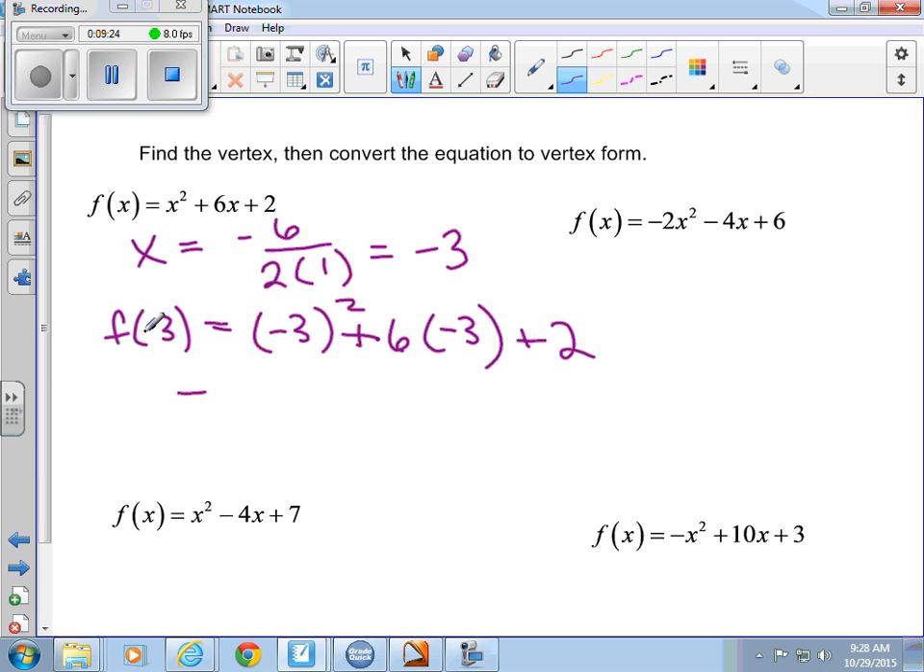Oh, it is. Thank you. -3² is 9 minus 18 plus 2. I'm doing this without a calculator. You do not have to do that. -7 is the y value. So my vertex is -3, -7.